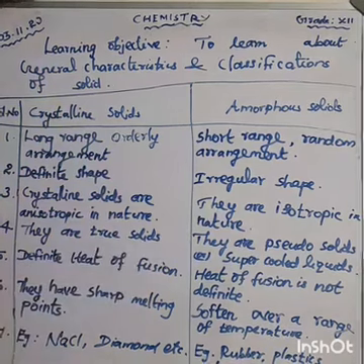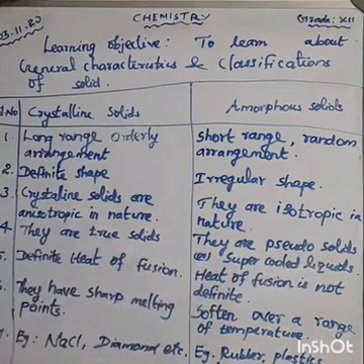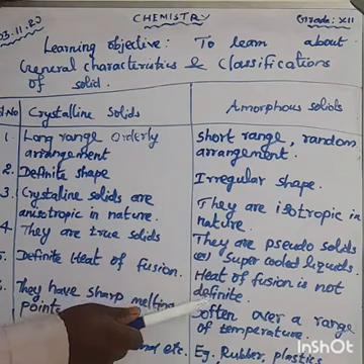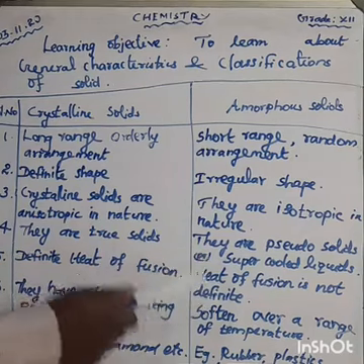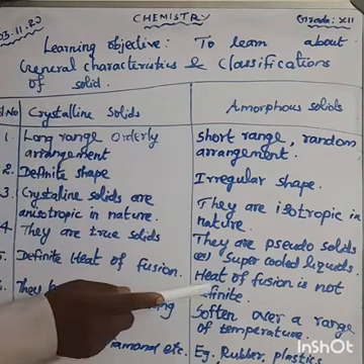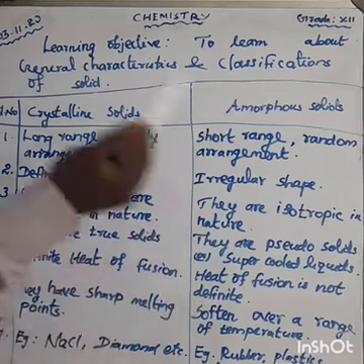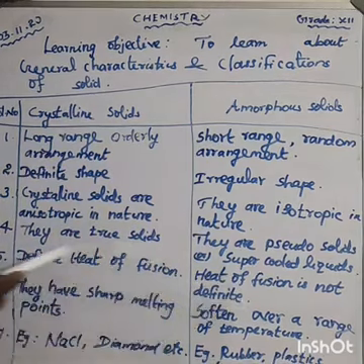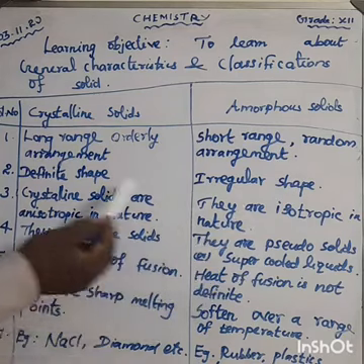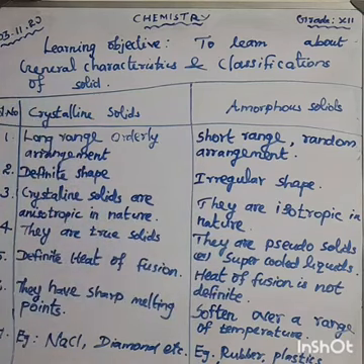Here they have no definite heat of fusion. Heat of fusion is not definite. And here, they have a sharp melting point. Here, they gradually soften over a range of temperature and so can be molded. Examples are diamond, sodium chloride, etc. Here the examples are plastic, glass, rubber, etc.